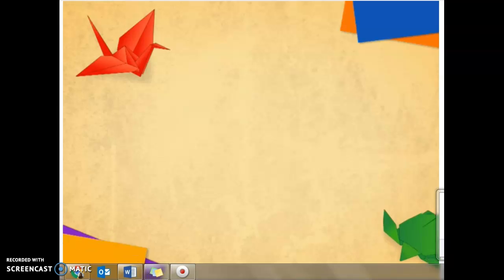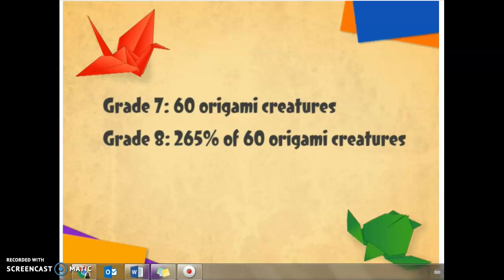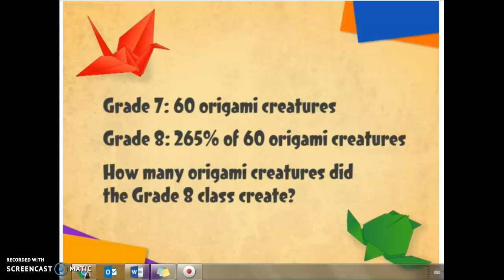class to create origami creatures for a display. The grade 7 class created 60 origami creatures. The number of creatures the grade 8 class created is 265% of the 60 creatures the grade 7 class created. How many origami creatures did the grade 8 class create? What is 265% of 60?